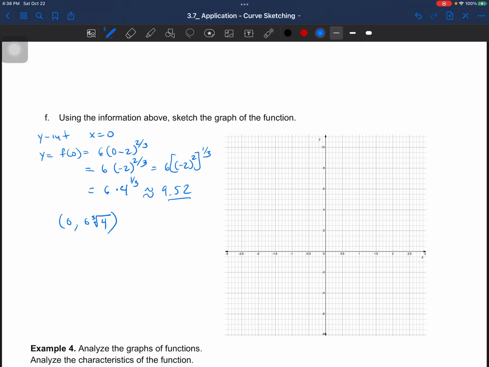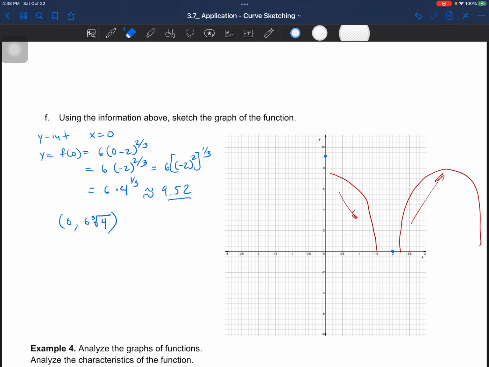So we have a point 0, 6 times the cube root of 4. So let's try that. Let's see, where would that be? That would be 9.52, somewhere in here. We already also know there is an x-intercept there. We also know that the function is decreasing, and maybe I'll put this in a different color. It's decreasing and then increasing, and we also know that there is a concave down. So concave down looks like this, and there's a concave down as well here, right?